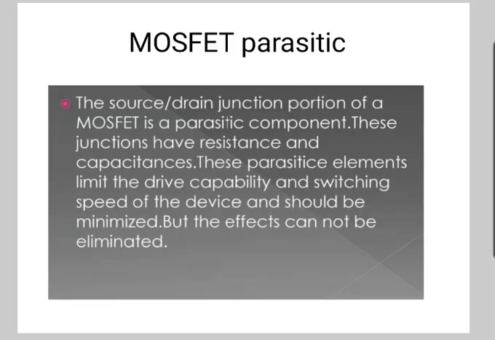The source drain junction portion of the MOSFET is a parasitic component. These junctions have resistance and capacitance, and these parasitic elements limit the drive capability and switching speed of the device. They should be minimized, but the effect cannot be eliminated.